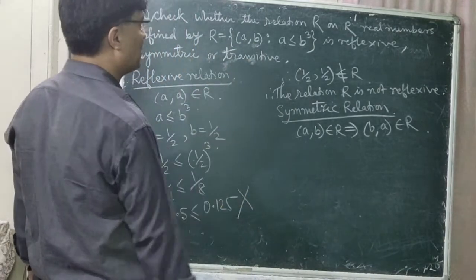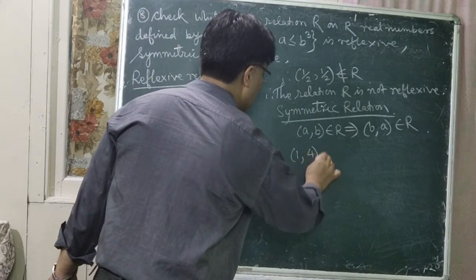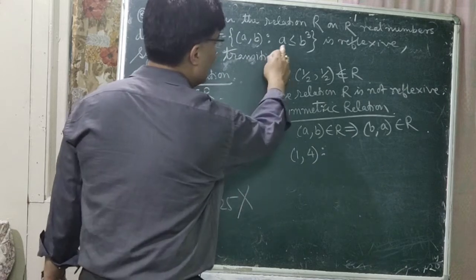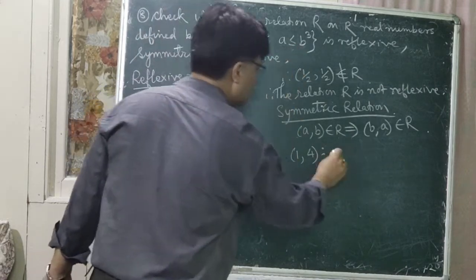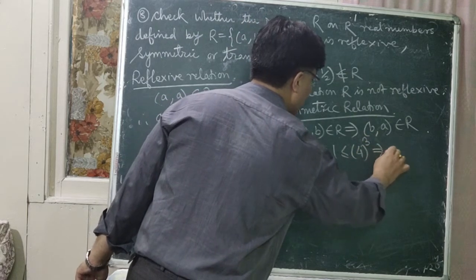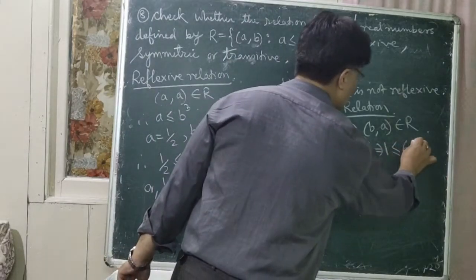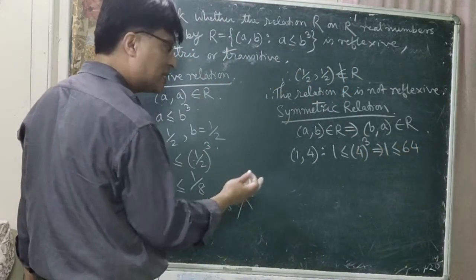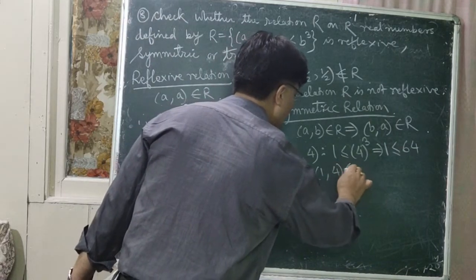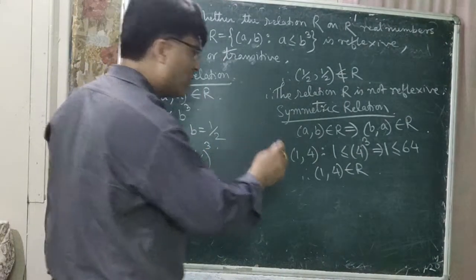Let us take an example now. 1 comma 4, such that A less than or equal to B cube. A less than or equal to B cube means 1 less than or equal to 4 whole cube, which implies that 1 less than or equal to 64. Naturally 64 is greater than 1. That is correct. So therefore 1 comma 4 belongs to the relation R. Is that clear?